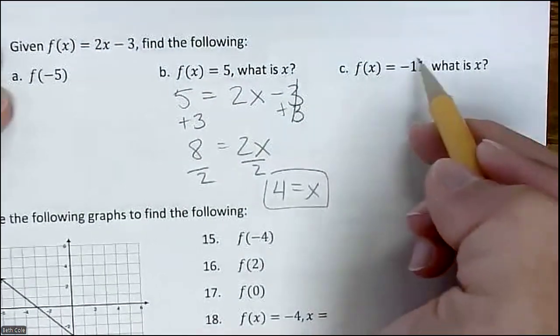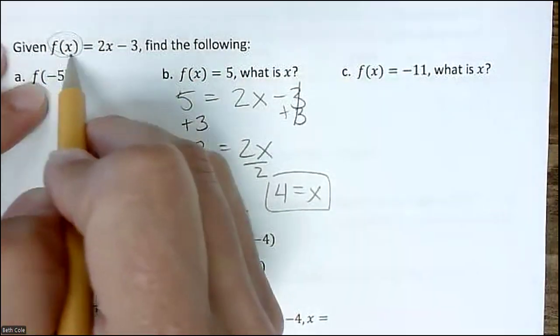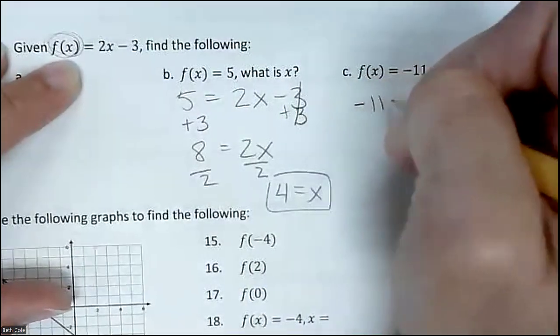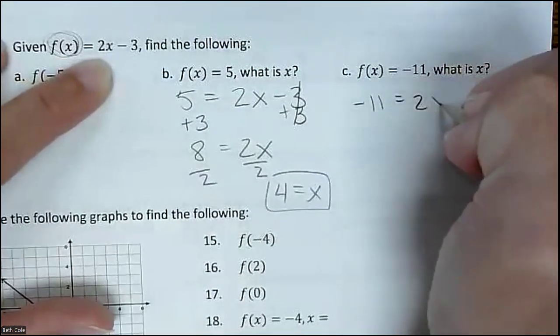So this one says f of x is negative 11. So again, you're going to replace the f of x with negative 11. So it's going to look like this.